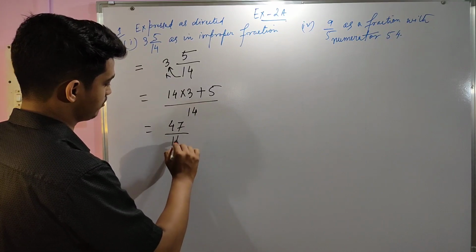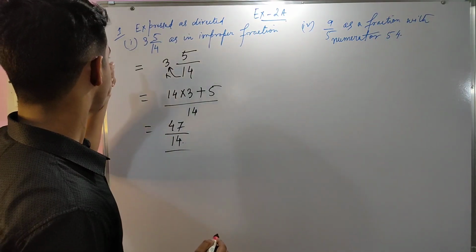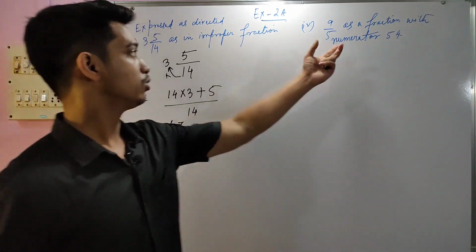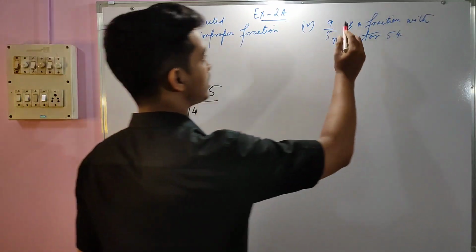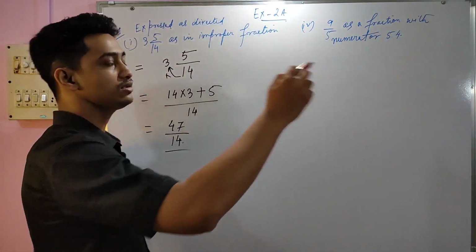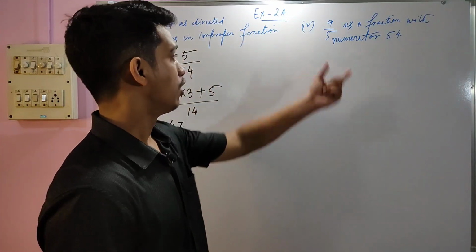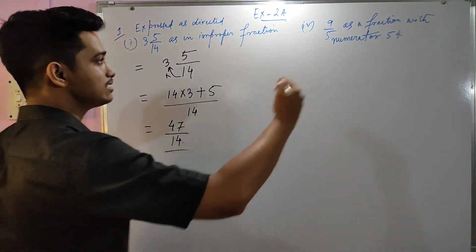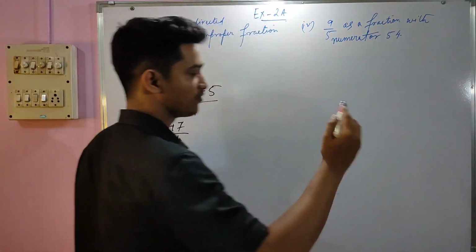So 47 by 14 is the required answer for question number 1. Let me do one more sum for you. Question number 4: 9 by 5 as a fraction with numerator 54. They want one equivalent fraction of 9 by 5, and the result they want is that the numerator should be 54.